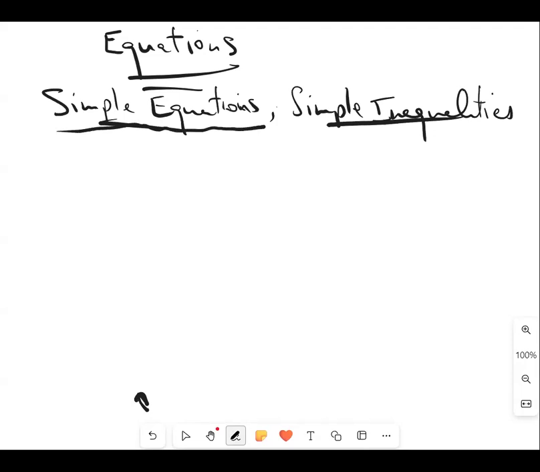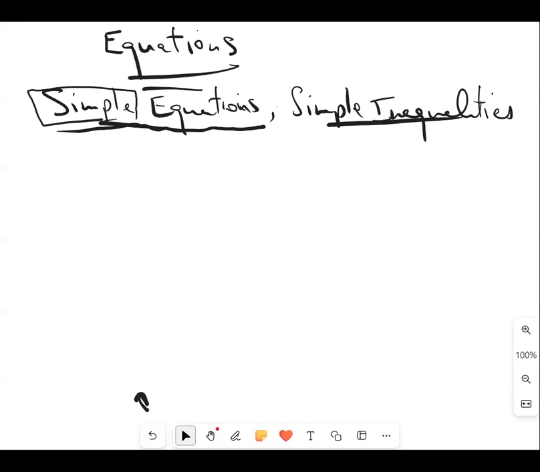Basically, these are equations where you have one unknown. And they can be indeed, as the word says, simple, but they can get very complex too, even though they are called simple equations, right?